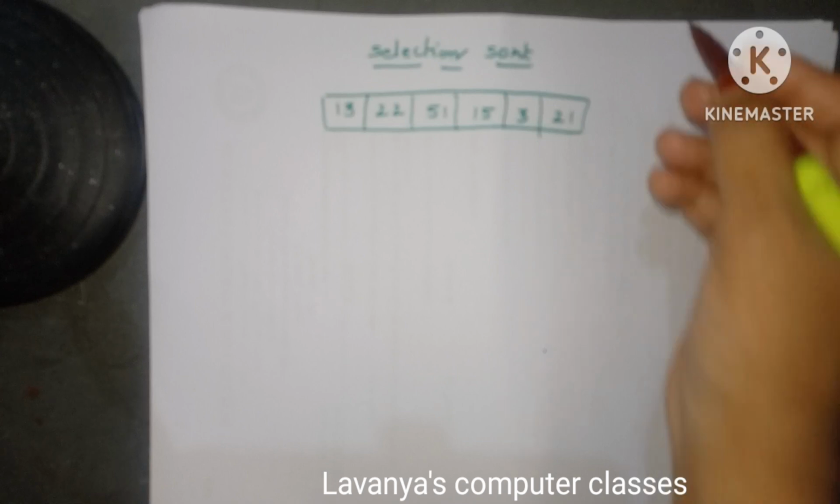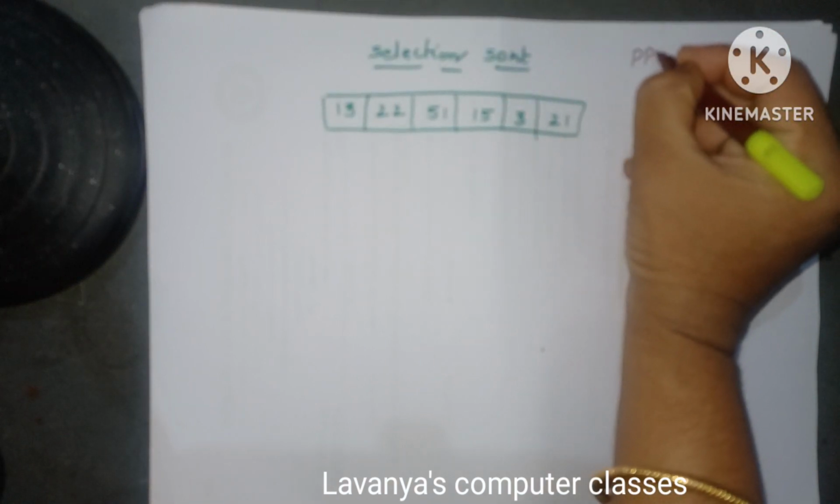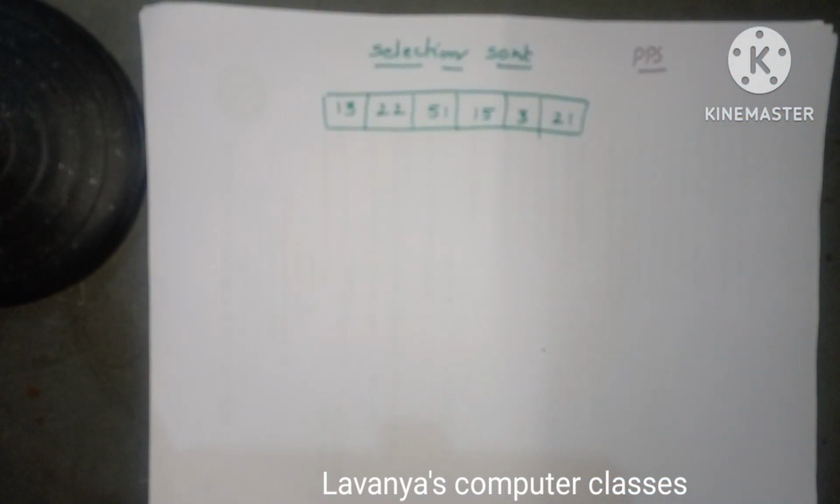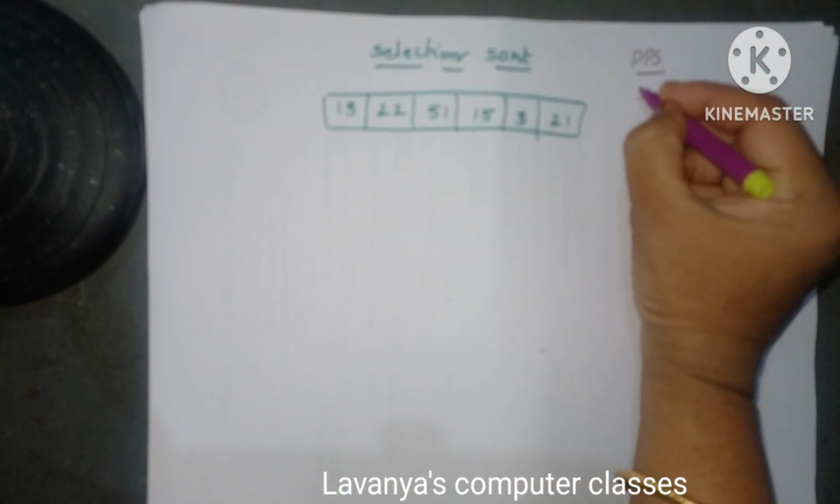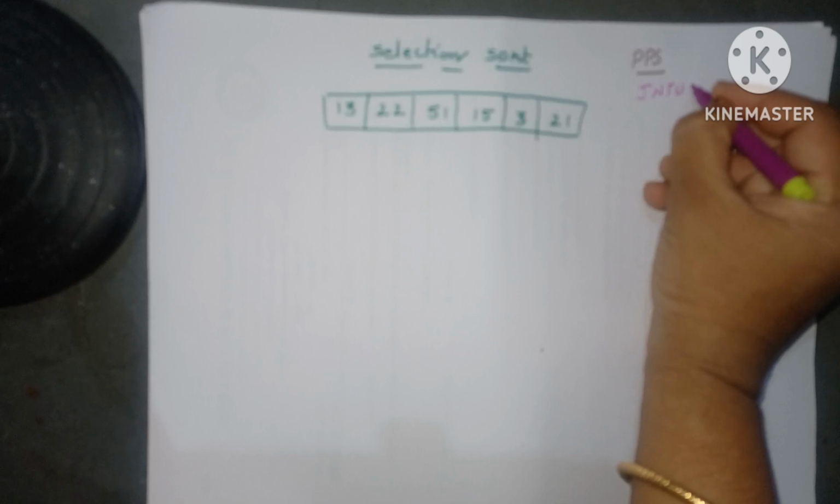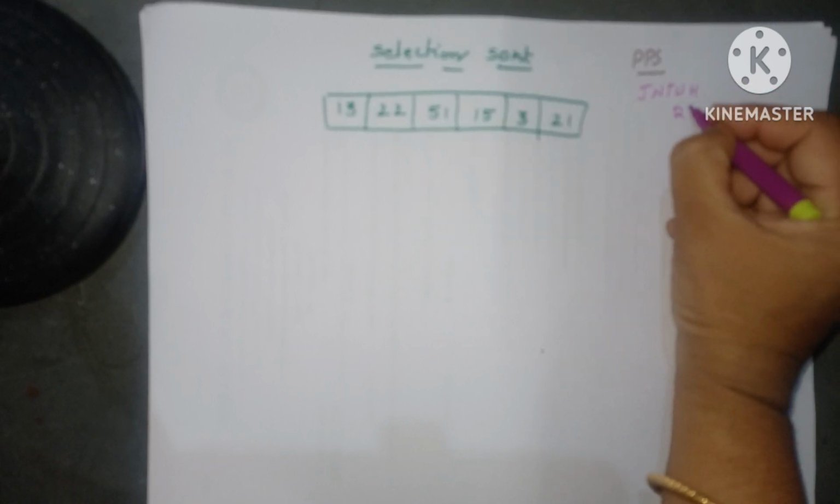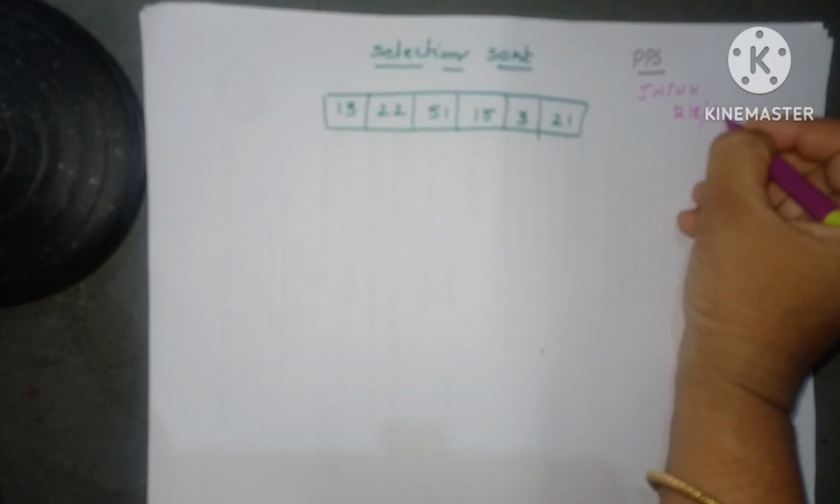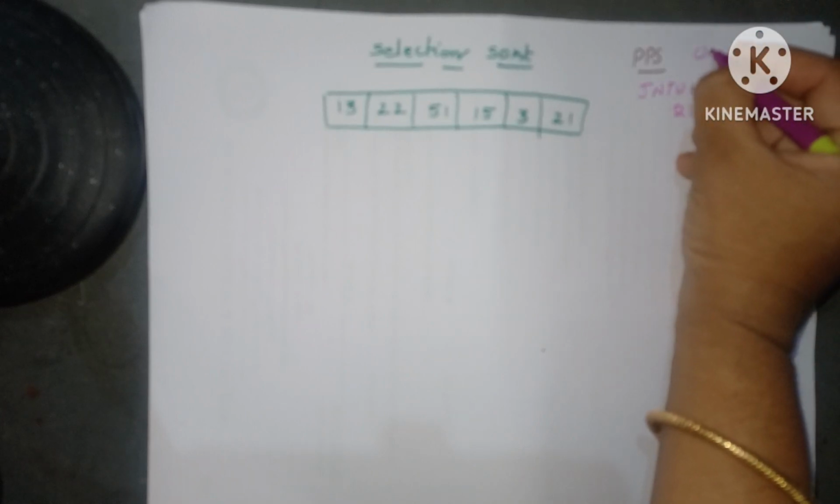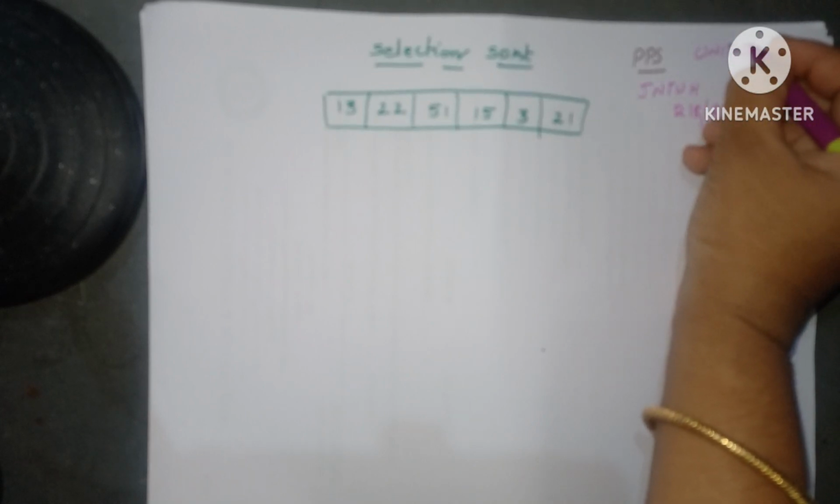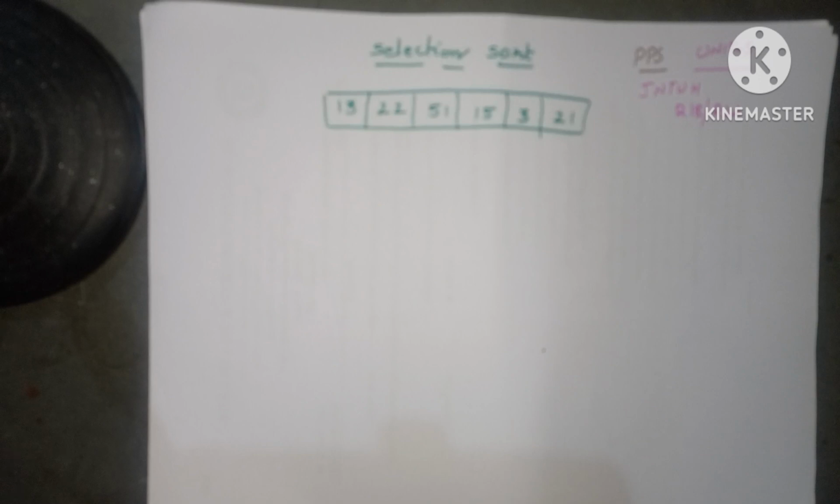This is Unit 5 of PPS, Programming for Problem Solving, according to JNTUH R18 and also R22, Unit 5. Algorithm for selection sorting and numerical example. First I will explain with the numerical example.